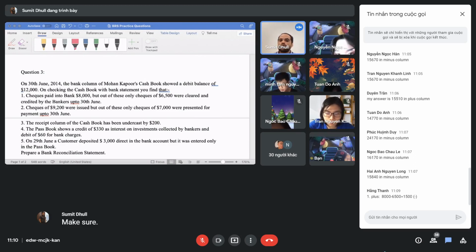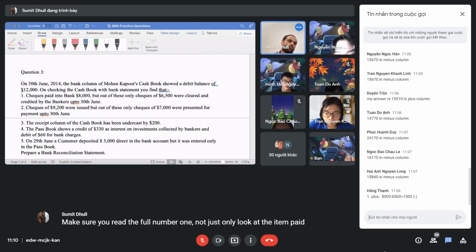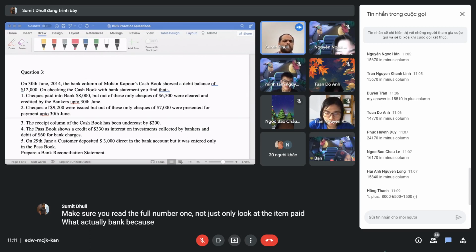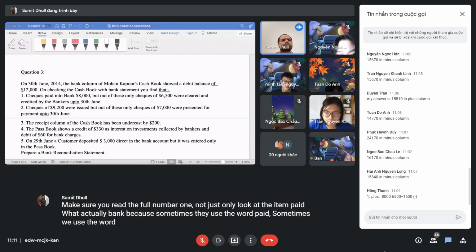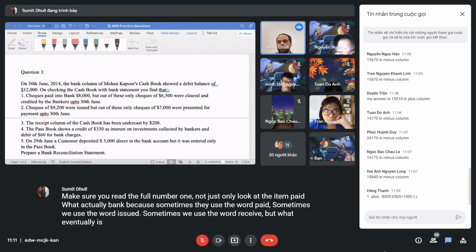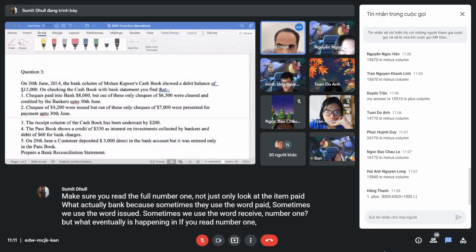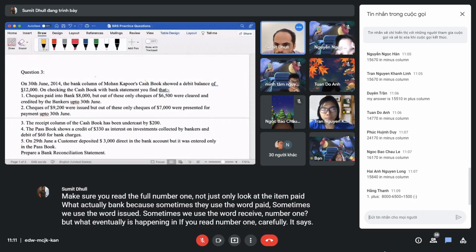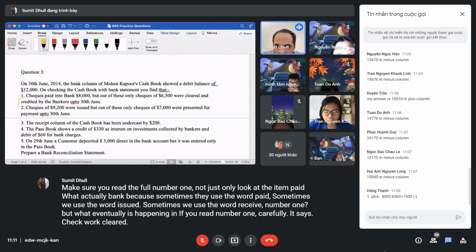Make sure you read the full number one, right? Not just only look at the item paid. What actually is happening at the bank? Because sometimes we use the word paid, sometimes we use the word issued, sometimes we use the word received, but what eventually is happening in number one? If you read number one carefully, it says checks were cleared and credited, not debited.